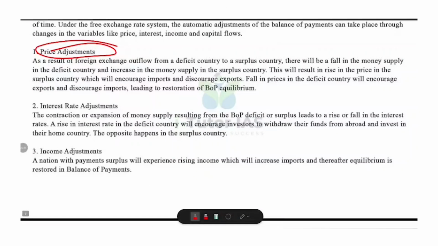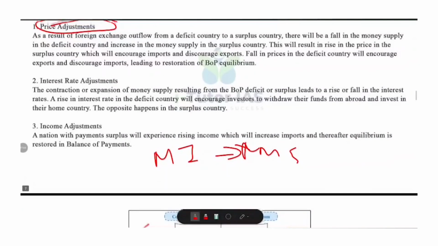In the surplus country, what happens? Money inflow and increase in money supply, rise in domestic prices, and higher prices make exports less competitive, and that makes imports more attractive, restoring equilibrium. So in short, price movements act as a self-correcting mechanism in international trade. So that's about price adjustment.